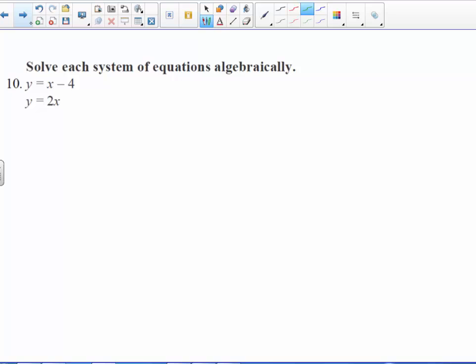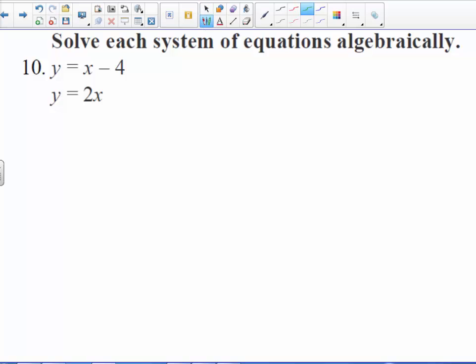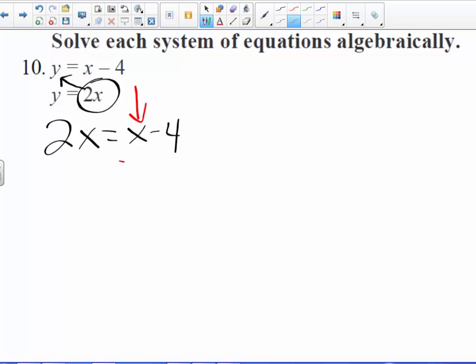And the last one. Solve each system of equations algebraically. This is the last one on there, number 10. This is like some of the previous ones we did earlier. Y is equal to 2x, so y is solved for already. We're going to plug it in for that y. So 2x equals x minus 4. Bring all your x's to one side. I'm going to get rid of the x on the right side. It's a positive, so I'm going to subtract x. 2x minus 1x leaves you with 1x. 0 minus 4 is negative 4. So x equals negative 4.